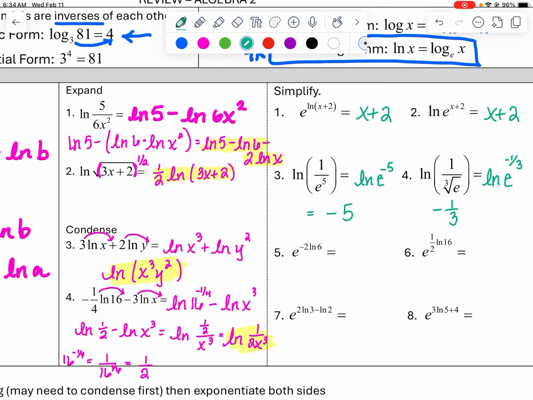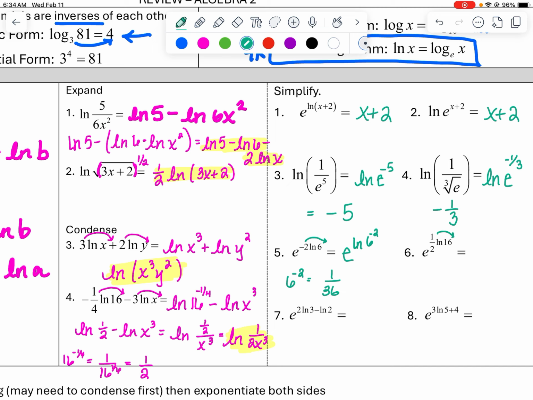So number 5, again, we want the e's and the natural log to cancel out, but we can't do that unless the e and the natural log are the direct connecting functions. So we need to rewrite this as e to the natural log of 6 to the negative 2 using our condensing rule there. And then the e and the natural log undo each other, cancel each other out. So that's 6 to the negative 2 or 1/36.